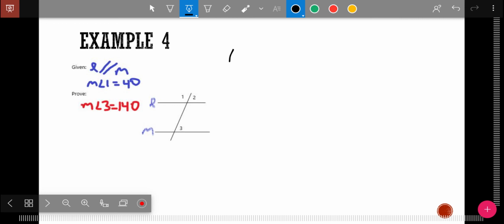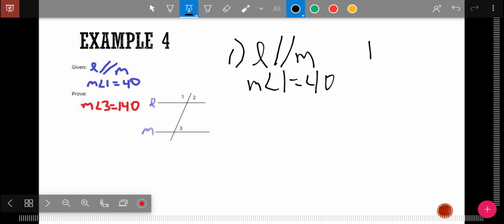Proof. Step 1 of a proof always is the given. L is parallel to M, and the measure of angle 1 is 40. And that is given. And so let's mark this stuff now up in our picture. So these are parallel, and angle 1 is 40 degrees. Now I see that angles 1 and 2 make a straight line. So these two angles make a straight line, and so they're a linear pair. And I just saw that from the picture.